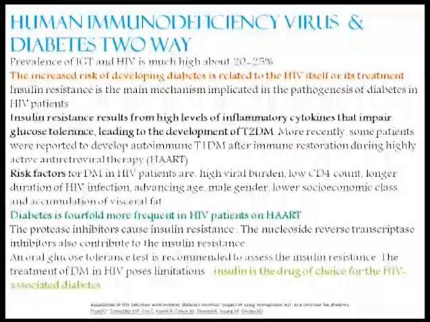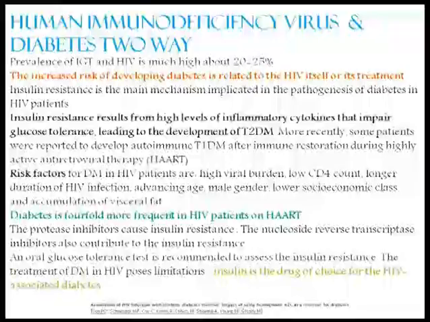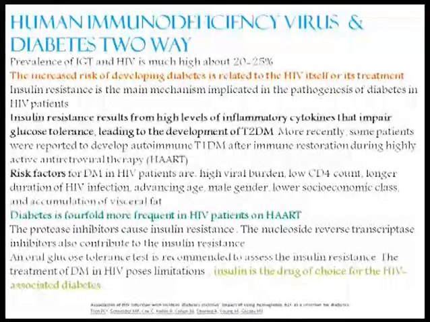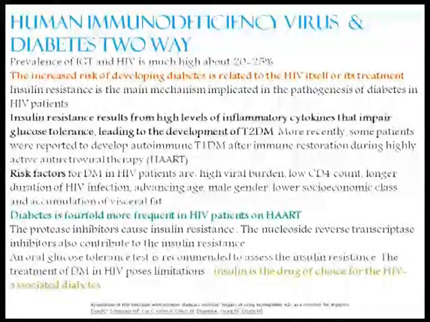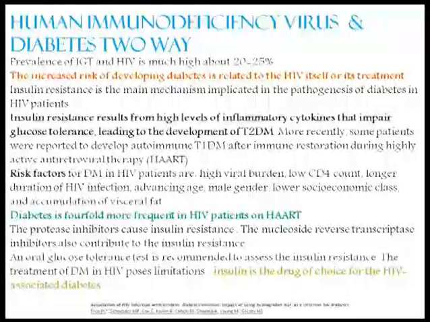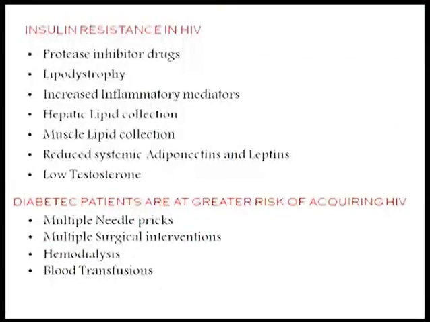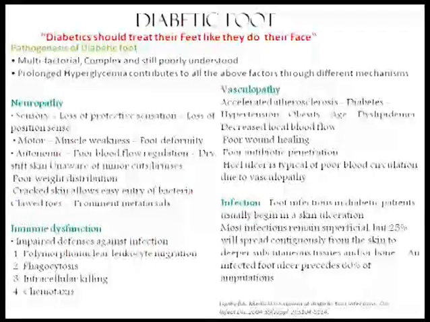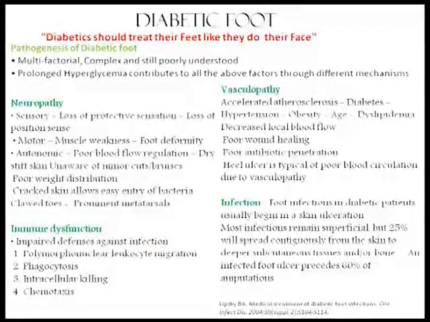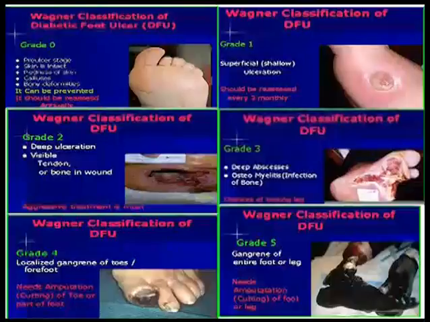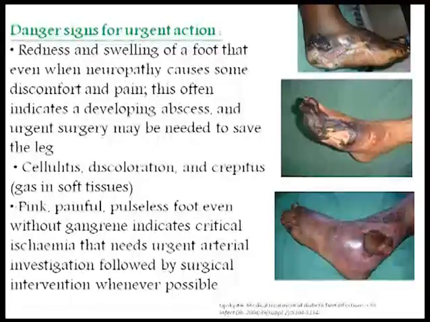And again, human immunodeficiency virus: the combination of both is deadly. HIV itself, by the viral load or low CD4 count, or highly active antiretroviral therapy, precipitates insulinopenia or insulin resistance and brings the occult diabetes to overt. These are the mechanisms involved. And the diabetic foot, for want of time I am not going into, but this is a very excellent classification. If you follow that, you will be able to save the limbs.